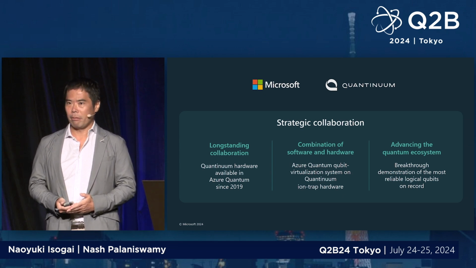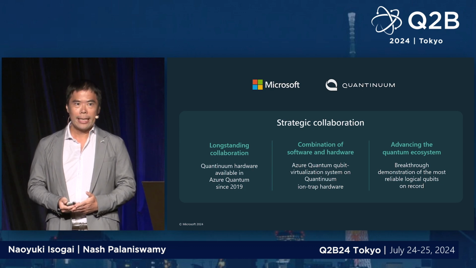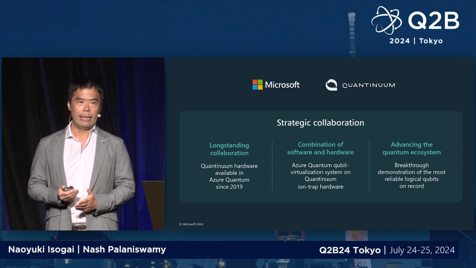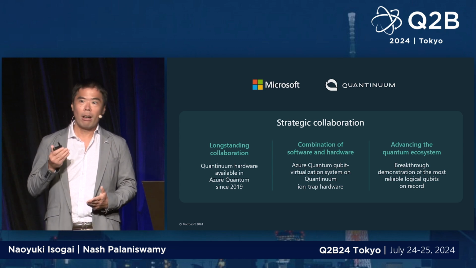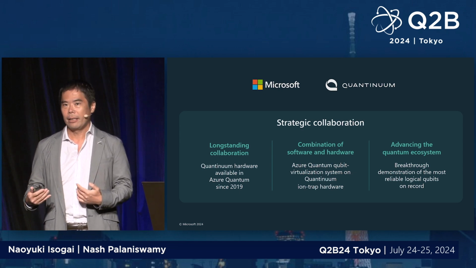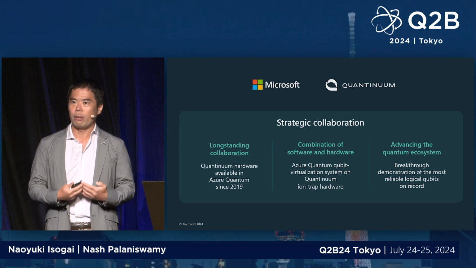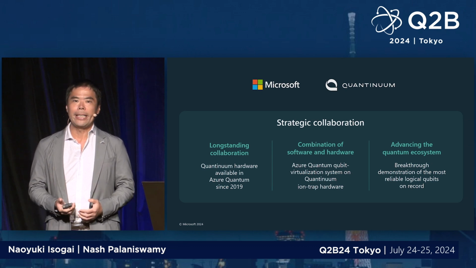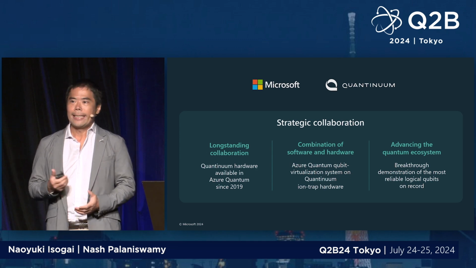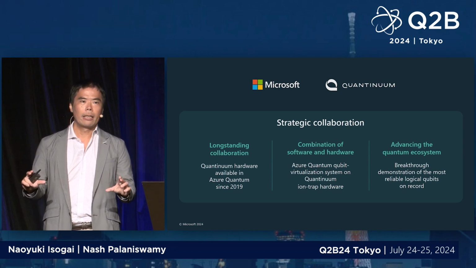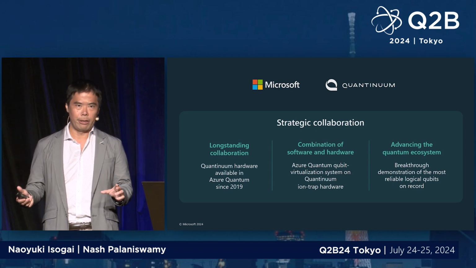Quantinuum and Microsoft have been partnering since 2019. It's already a 5-year strong partnership. Not only are we providing Quantinuum quantum computers through Azure Quantum, we have also been working on something together called QIR. QIR stands for Quantum Intermediate Representation. This is about providing a common intermediate language for programming quantum computers, right?